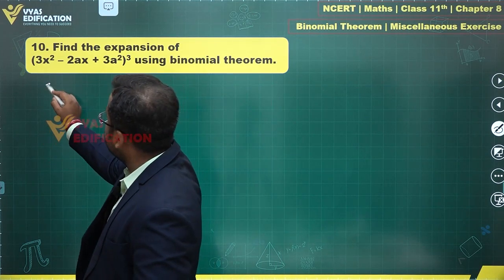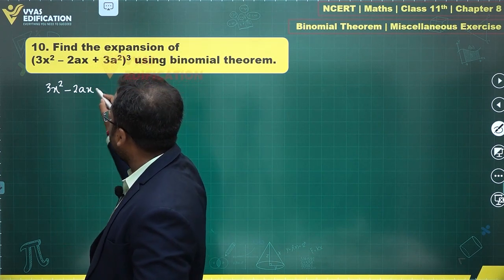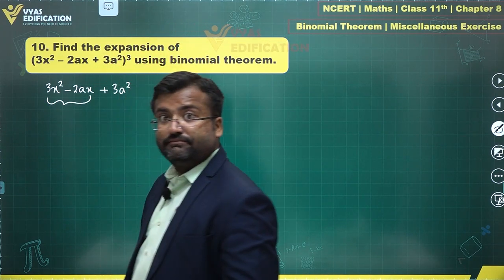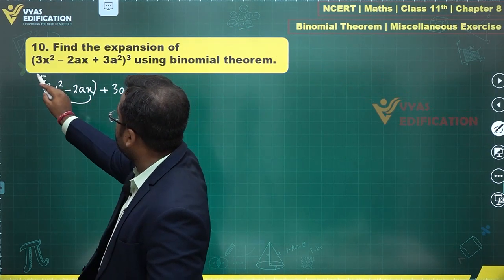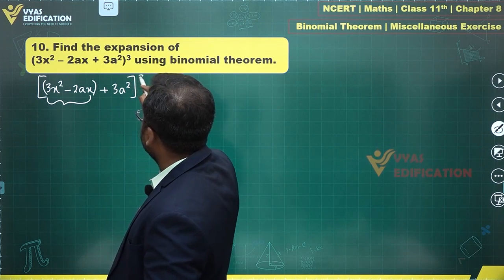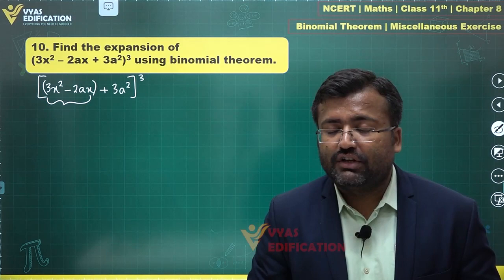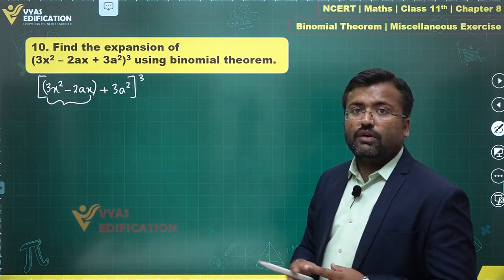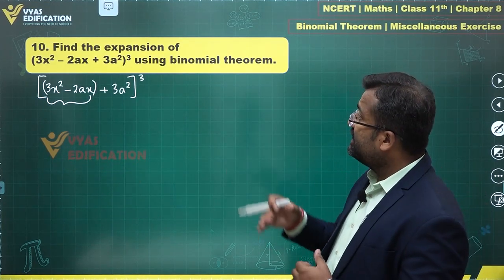What I see is a 3x square minus 2ax. And then there's a 3a square over here. Let's club these two together, and this becomes one term. Take the bracket and this is power 3. So now you want to apply binomial on this. Yes, I want to apply binomial on this. This is a plus b whole cube form. There's one term a, the other term is b, and we want to apply whole power 3.